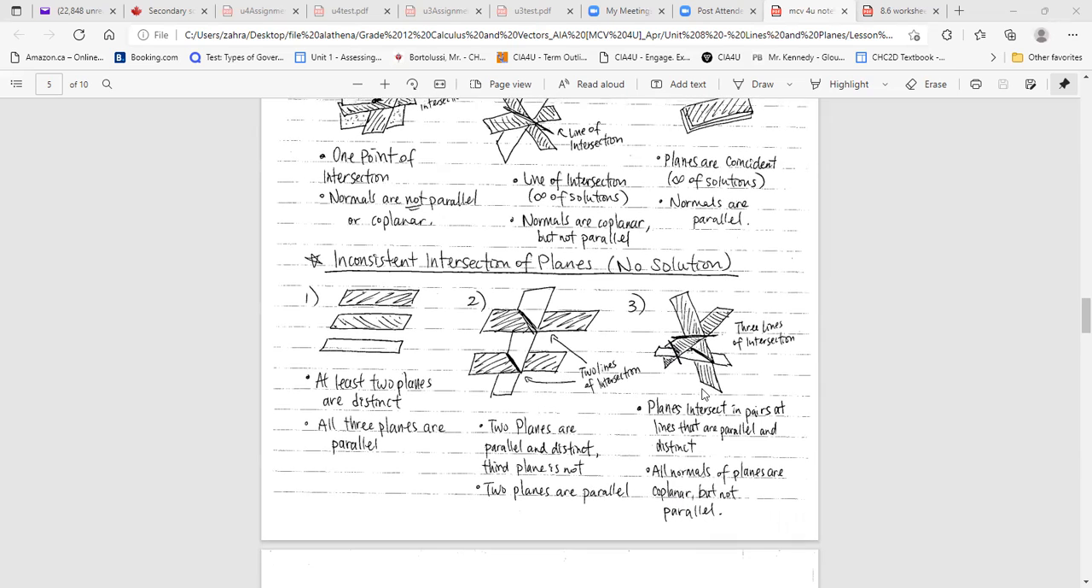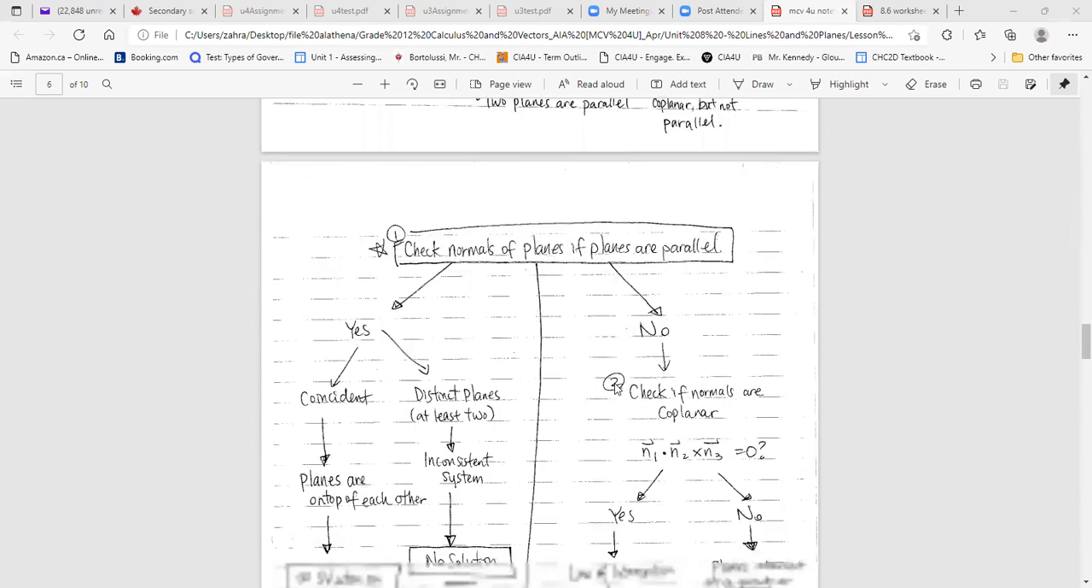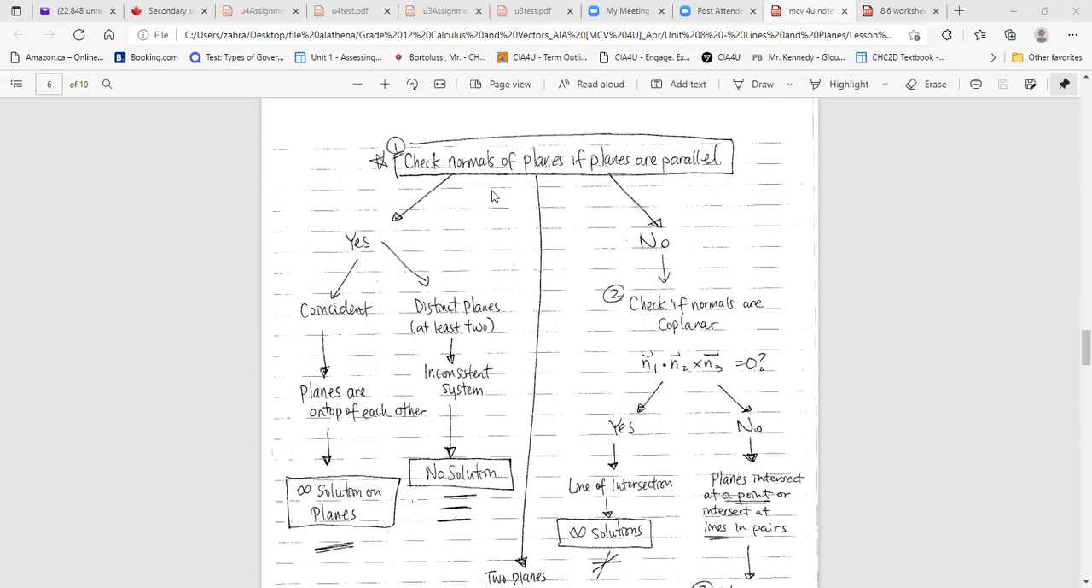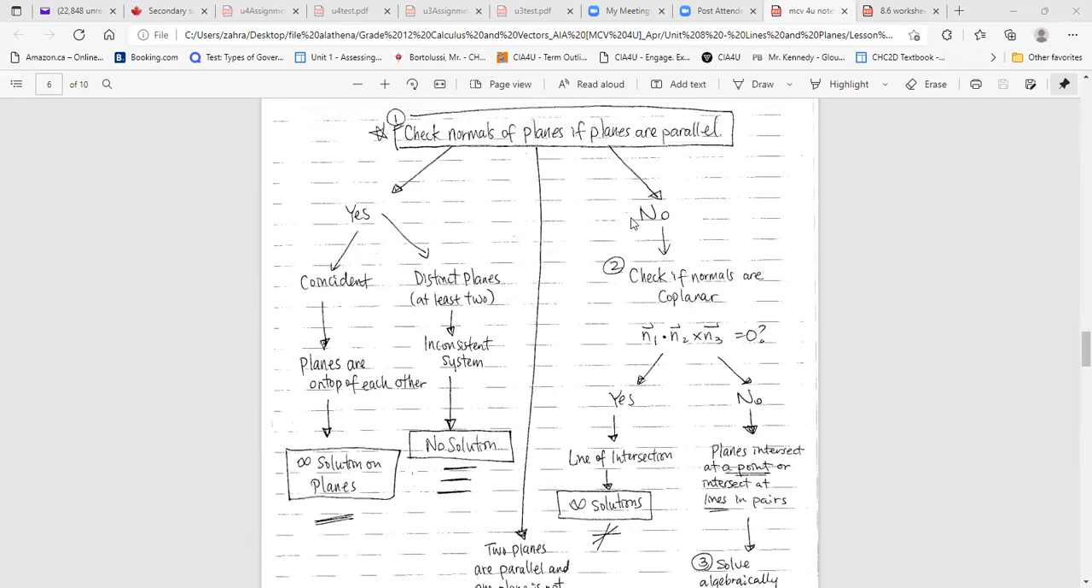As you see, this case is coplanar, and case 2 from here is also coplanar. If you want to do the process, we first need to check the normals of the planes, whether they are parallel or not. If they are parallel, there are 2 cases: they coincide, like I was saying, or they are distinct. If they are distinct, no solution, but if they are the same, of course, it will be an infinite number of solutions.